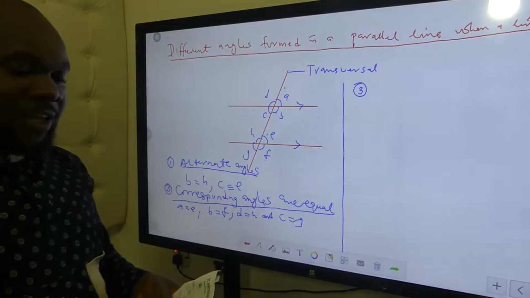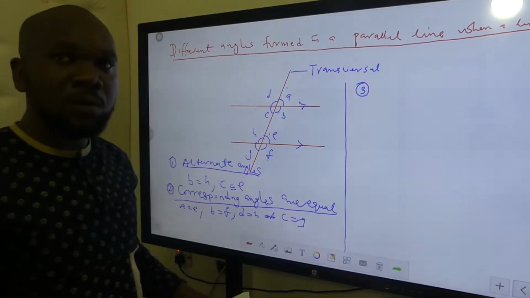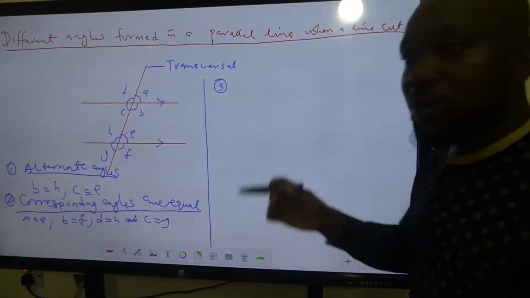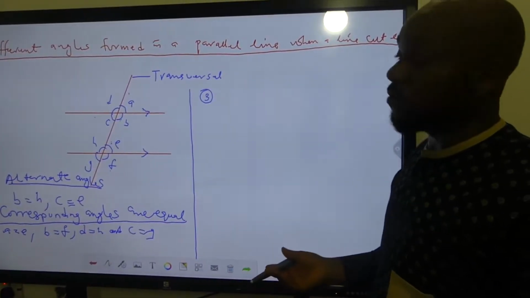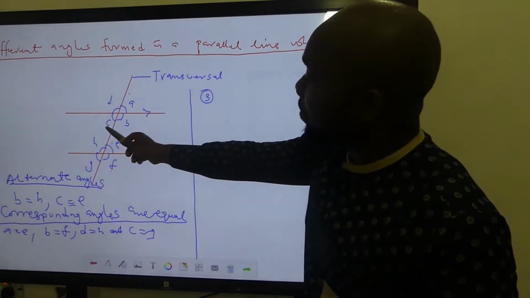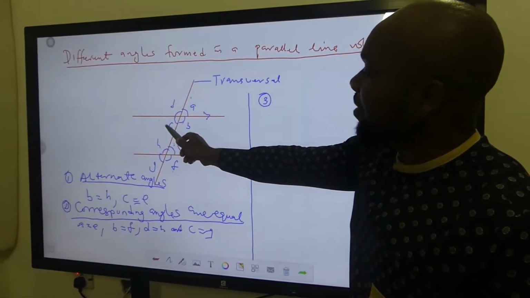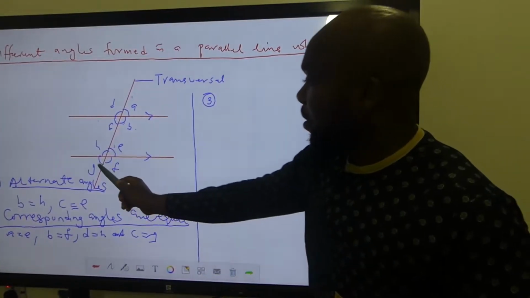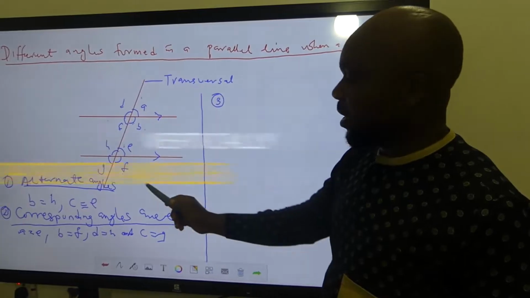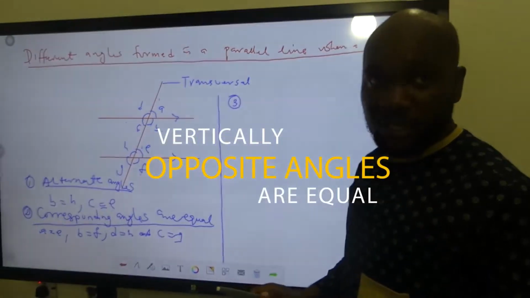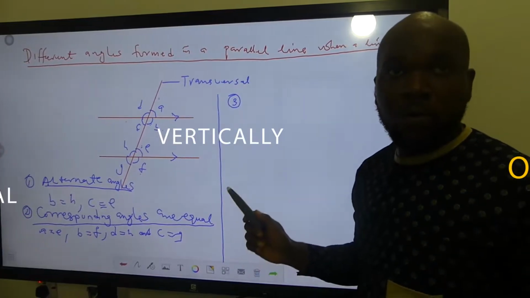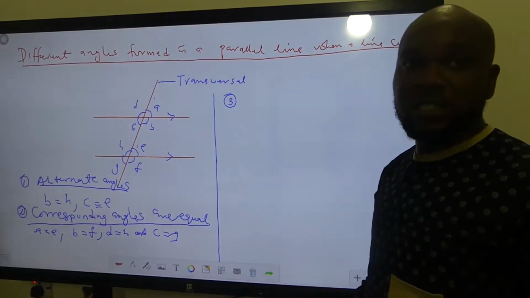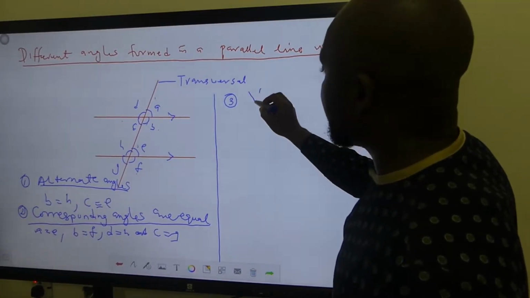Then the next one, number 3, is vertically opposite angles. They are also equal. If you look at this angle, C is vertically opposite to A. B is vertically opposite to D. G is vertically opposite to E. And F is vertically opposite to H. They are equal. If A is equal to 30, C is equal to 30.